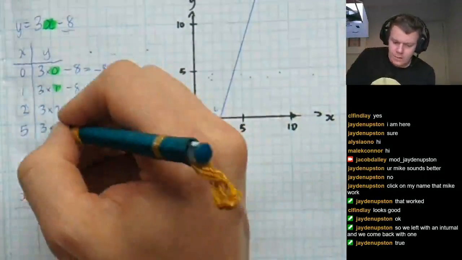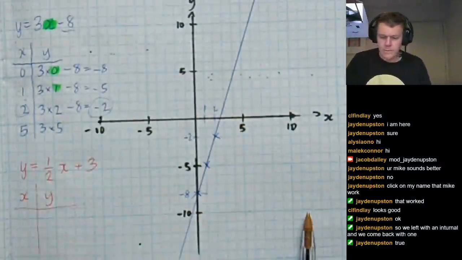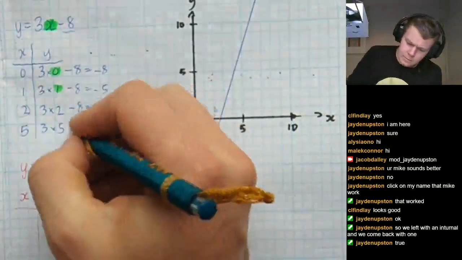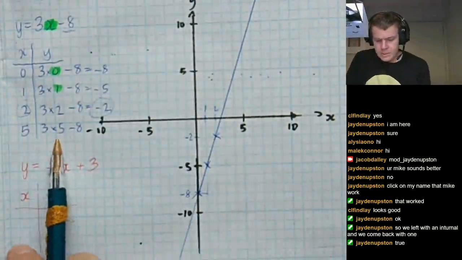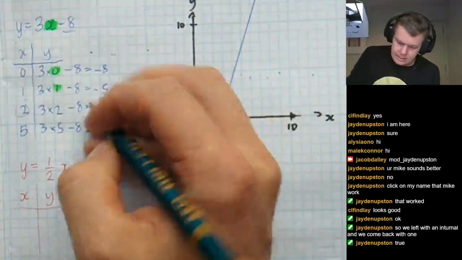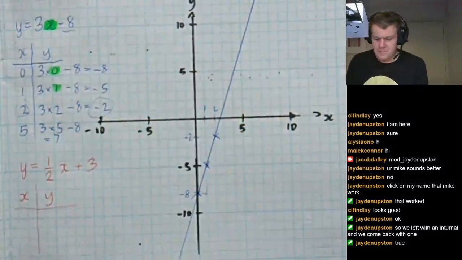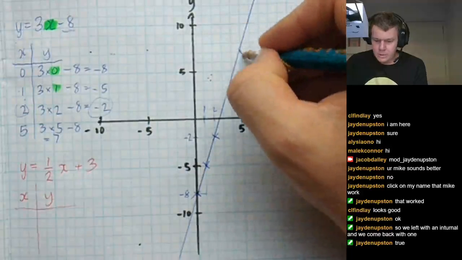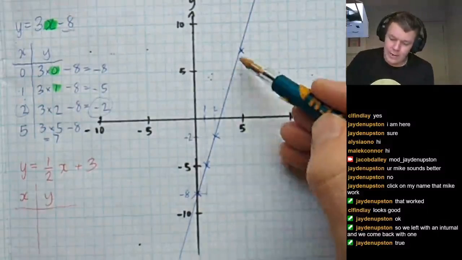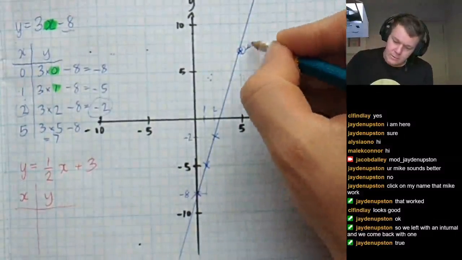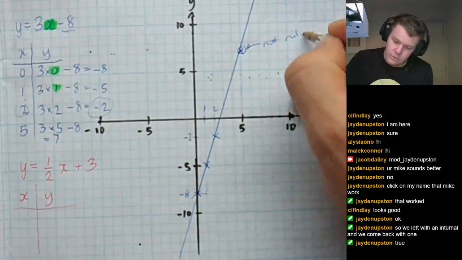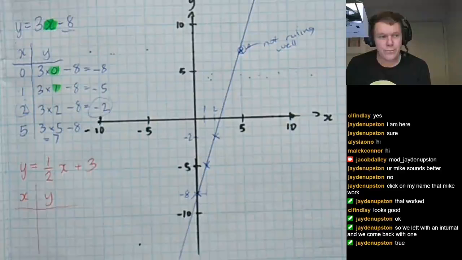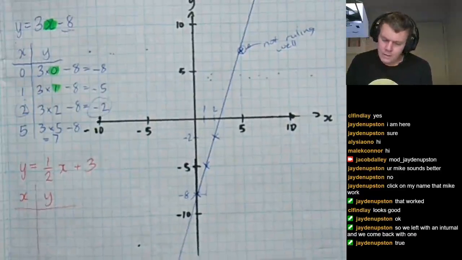So we're subbing in x equals 5. So 3 times 5 minus 8. 3 times 5 is 15, minus 8 is 7. So when x equals 5, y should equal 7. So it should have gone through there, but you could put that down to not ruling well. Okay, let's do another one.